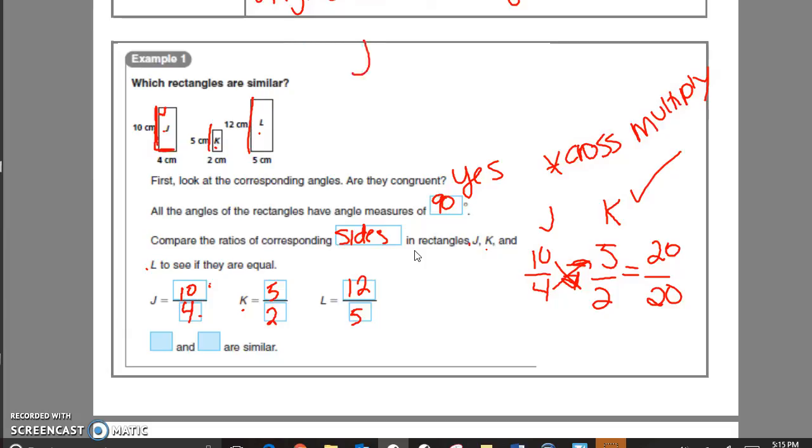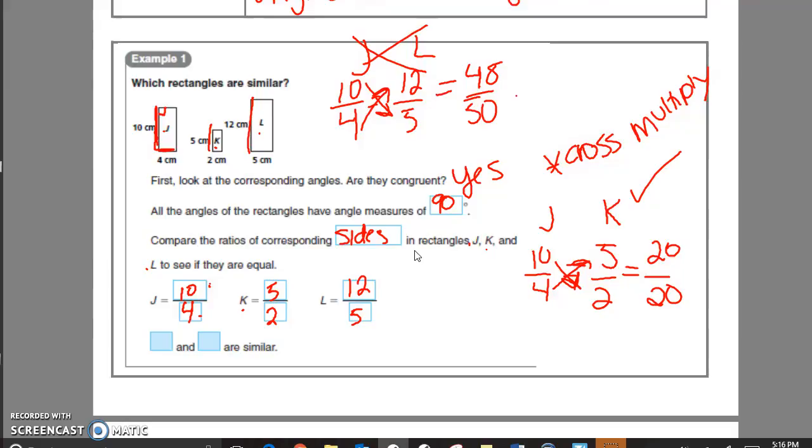So I'm going to compare J and L. So J is 10 over 4. L is 12 over 5. So cross multiply, that would be 48, and that's 50. So those are not similar. They do not give us the same number there when we cross multiply.